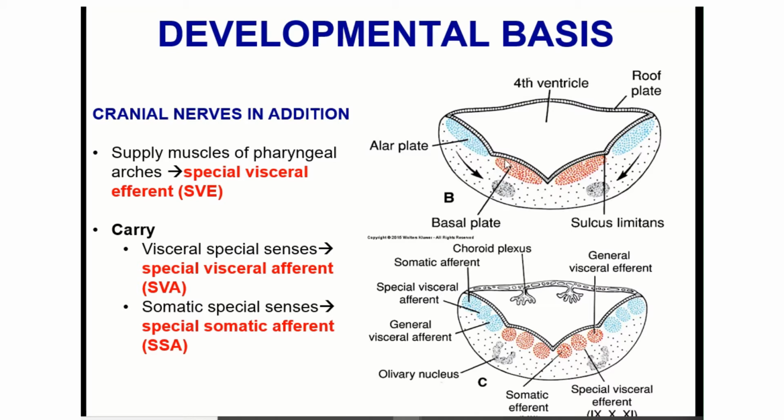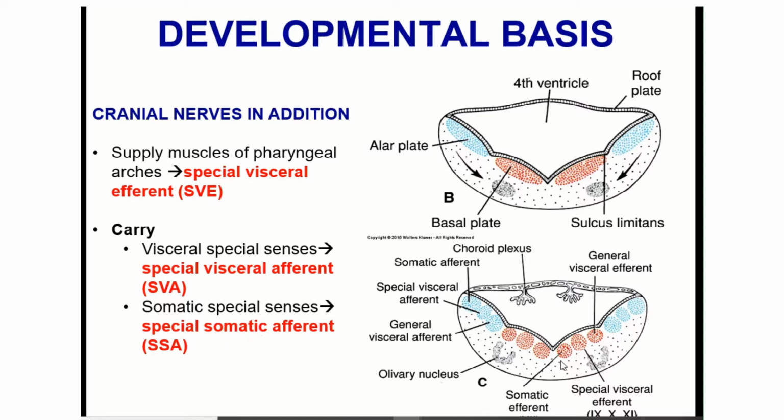Here also, the cells of each plate will get arranged into a somatic and visceral component. But a third component known as the branchial or the special visceral column will appear in each of the alar and the basal plate between the somatic and the visceral component to supply the derivatives of the pharyngeal arches. Apart from this, a fourth column will appear in the lateralmost part of the alar plate to receive the sensations of hearing and balance. This component will be termed the special somatic afferent column.